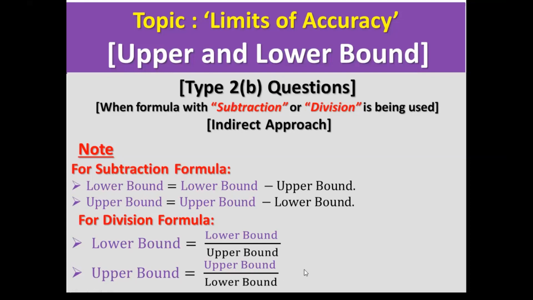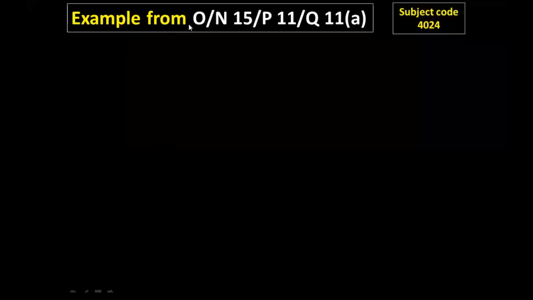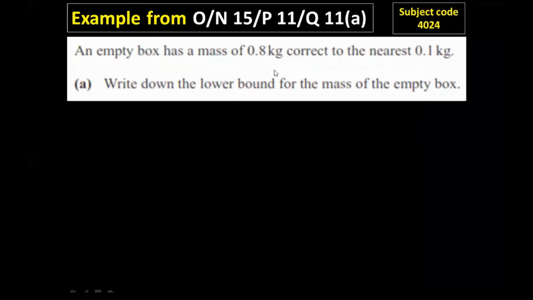Let's take some examples from past papers. Example from October 2015, paper 1-1, question number 11, part A. An empty box has a mass of 0.8 kilogram, correct to the nearest 0.1 kilogram. Write down the lower bound for the mass of the empty box.